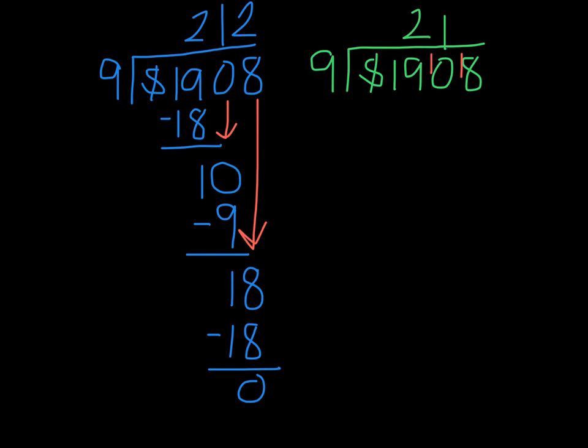9 goes into 18 2 times. 2 times 9 equals 18. In my head, I subtract 18 minus 18, which is 0. And I put my dollar sign up here. So my answer is 212, which is the same as I got when I did my long division, except I forgot to put my dollar sign. Always remember to do that first so you don't forget. So $212. Let's take a look at another example.